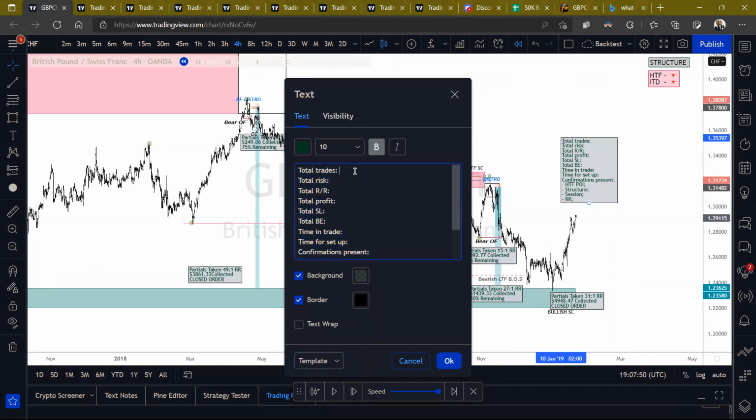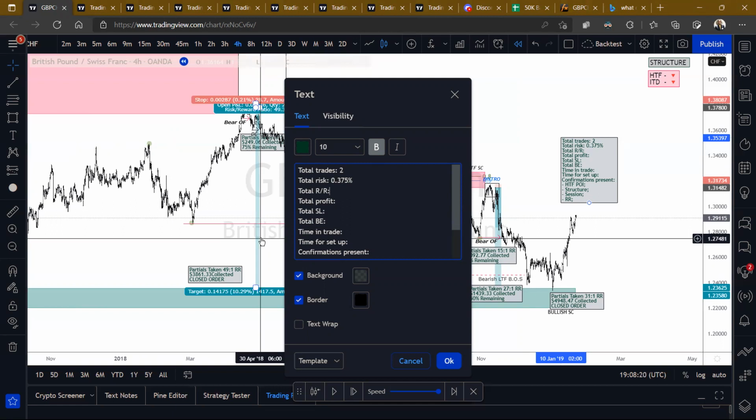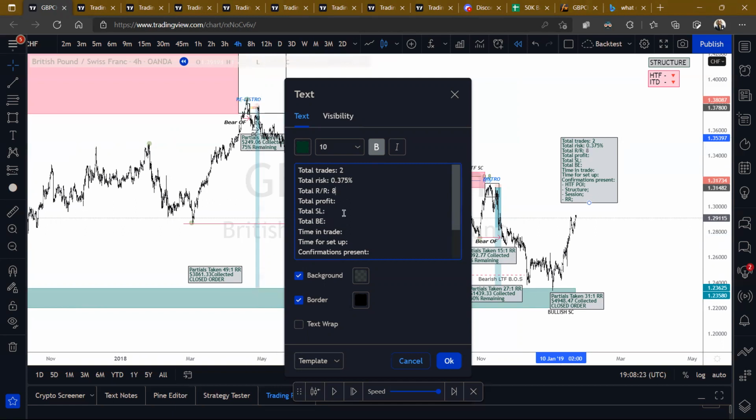We've got backtesting. Total trades we took was 2. Total risk. So we've got 0 risk because we're riding them both. So technically we've got 0.125 plus 0.25 is 0.375%. Total risk to reward is 14 plus 31.80, 51 total profit. Total profit is 0. Total break even.